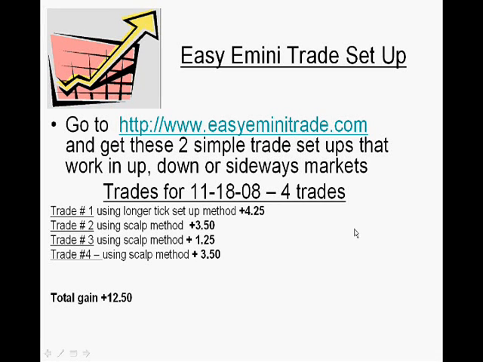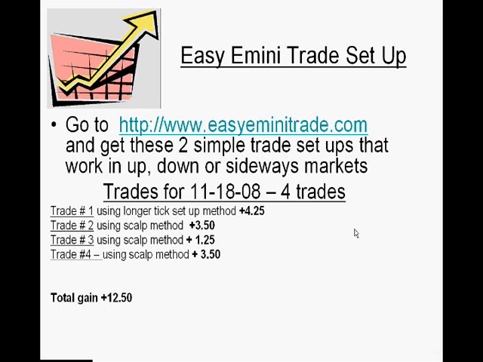Hey there, it's Trisha, and I'm going to share with you the 4 trades that I took yesterday, November 18th, using my 2 simple setups, trading the S&P E-mini. And these are the only 2 setups that I use. One is off of a longer tick chart, and the other is off of a smaller tick chart for scalps.